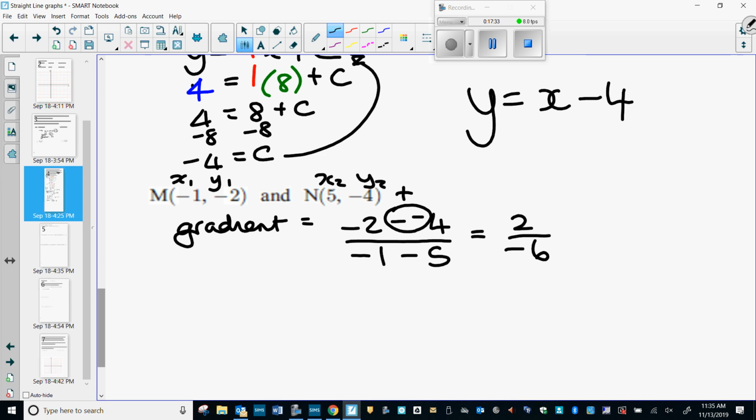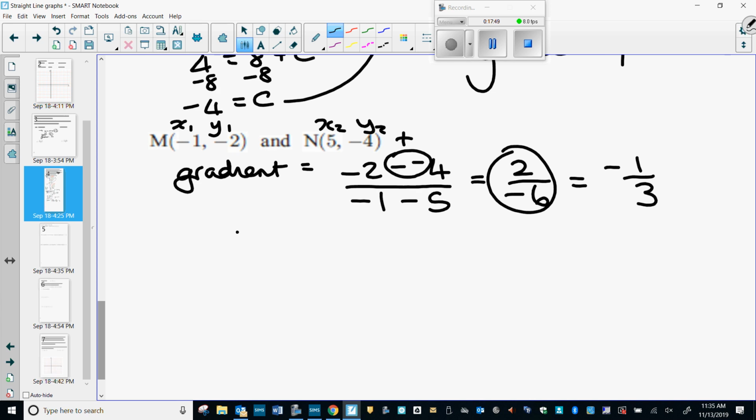Correct. We shouldn't leave negatives on the bottom, but there's also something else about this 2/6. Why do I not do it like that? Okay, so you can simplify it. So I'm going to change this whole fraction to be negative 1 over 3. Right, so that is now going to be my starting point. So we've got y is equal to negative 1/3 x plus c.